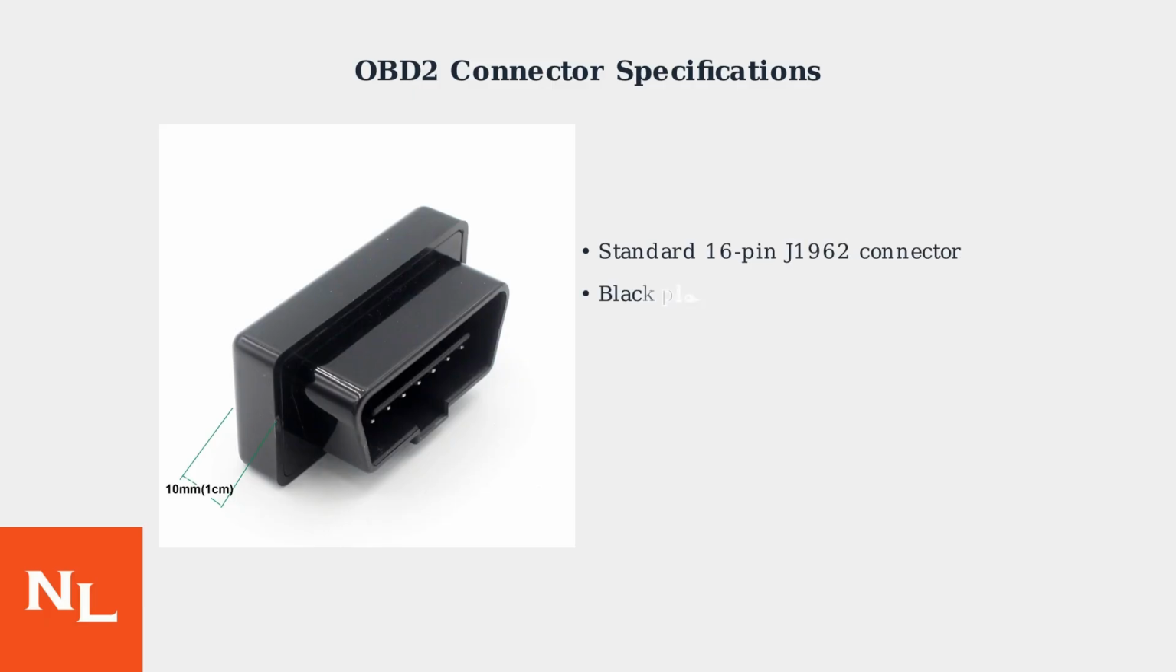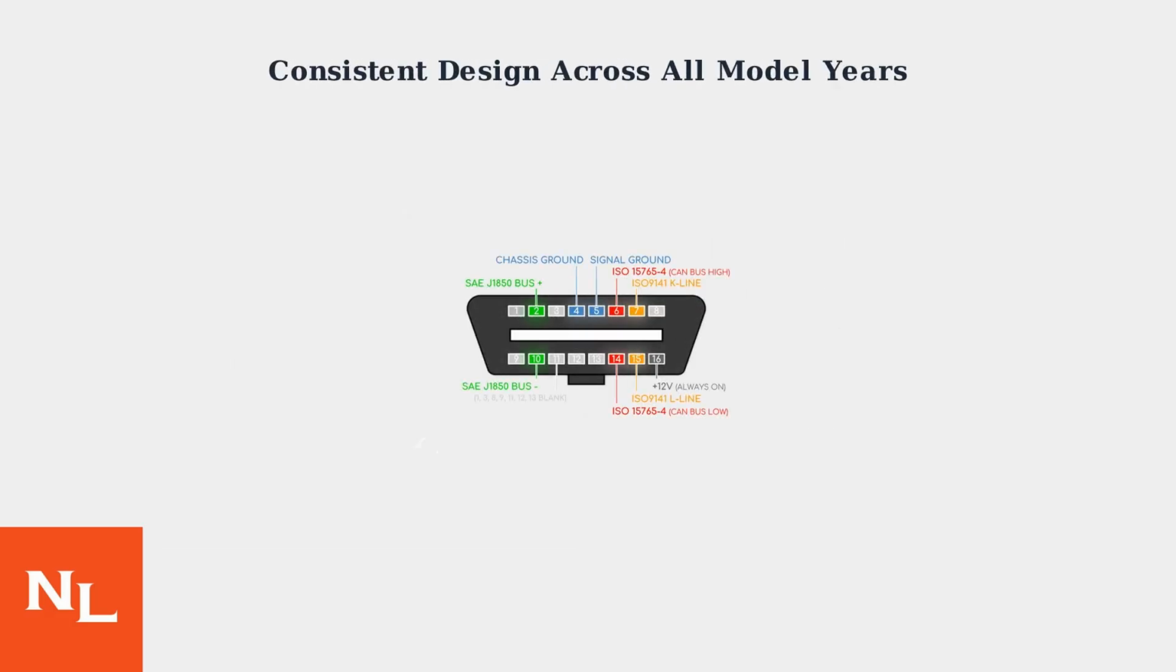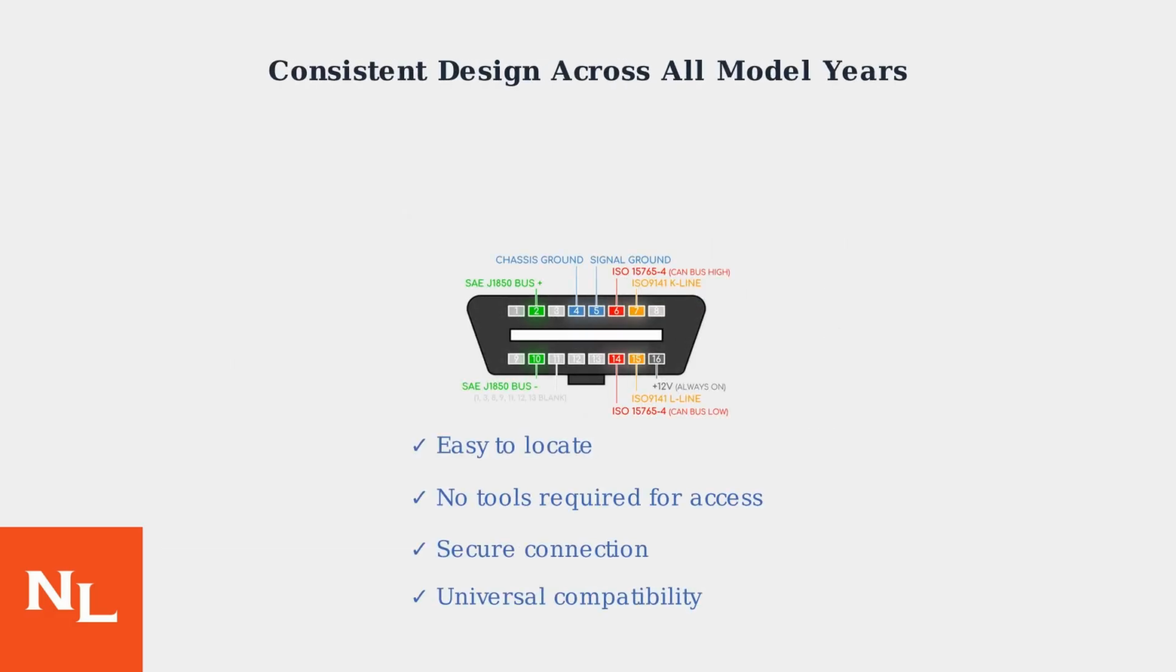The OBD2 port uses a standard 16-pin JN62 connector. It typically features a black plastic housing and measures approximately 34 mm by 22 mm. Most models include an integrated dust cover for protection when not in use. This consistent location and standardized design across all 2015 to 2020 Ford F-150 models makes diagnostic procedures straightforward and efficient.